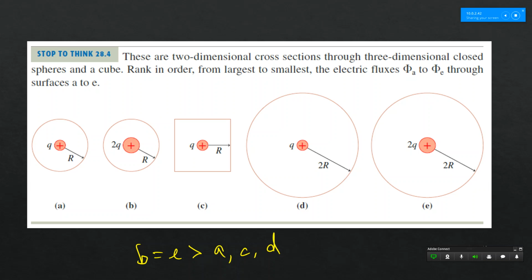Why did you think that B and E are equal? Absolutely. Okay, the radius or the size of the Gaussian surface doesn't matter. For flux, the only thing that matters is the charge inside. So our Gaussian surface is a square, or a squiggly line, or a circle. It doesn't matter. What's the charge inside?